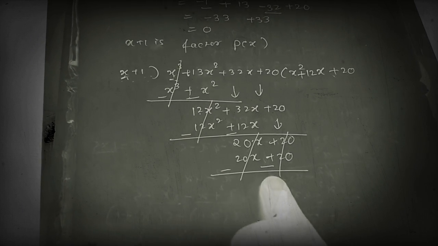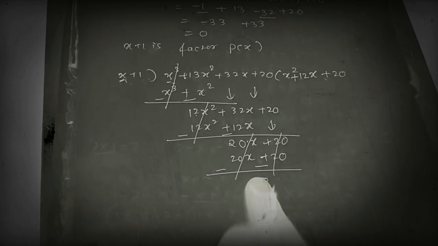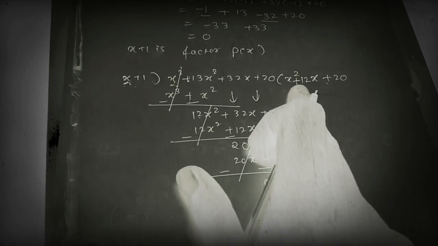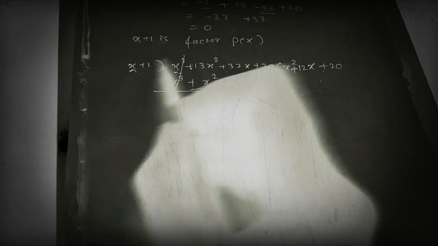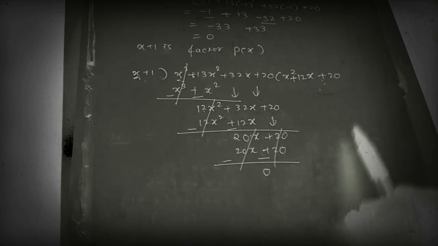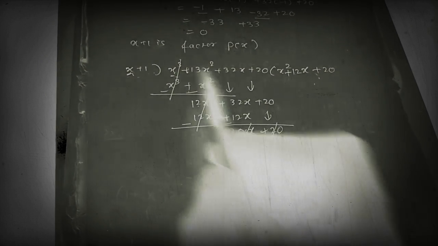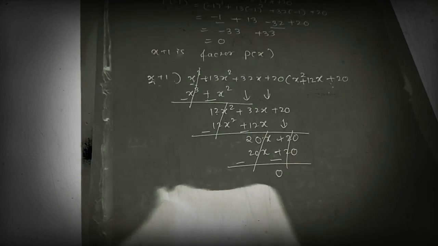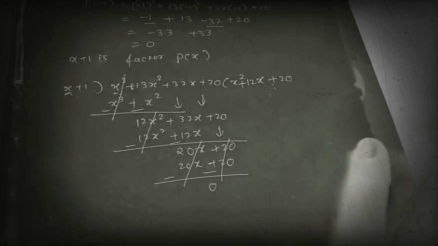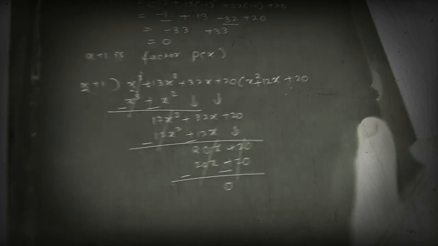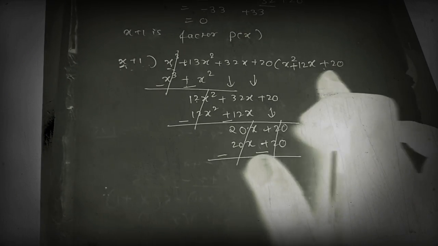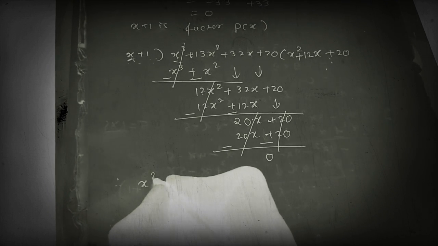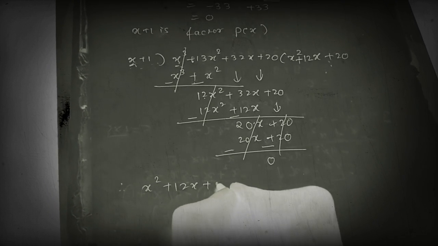As the remainder is 0, it means what? Your division is correct, and these two will be the factors, because as we know, dividend equals divisor into quotient plus remainder. If the remainder is 0, these two are factors. So here we have x square plus 12x plus 20, and we are going to calculate the remaining two factors from this. So x square plus 12x plus 20.